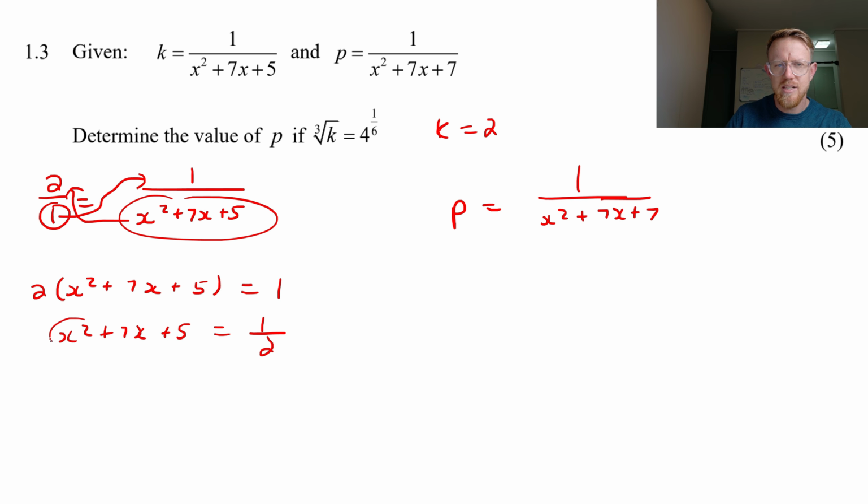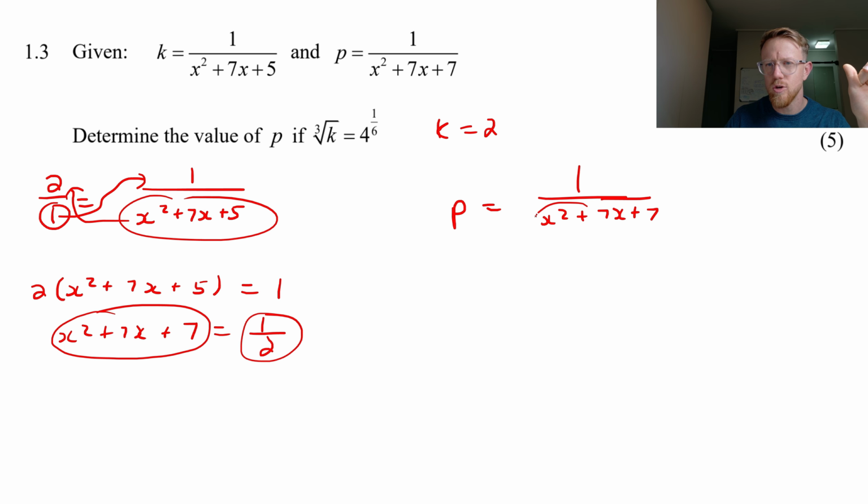Now, I know that p is 1 over x squared plus 7x plus 7. But here I have x squared plus 7x plus 5. So if this was a plus 7, then you would say that this is equal to a half, and then you could just replace this with a half. But the problem is that we have a plus 5 here.